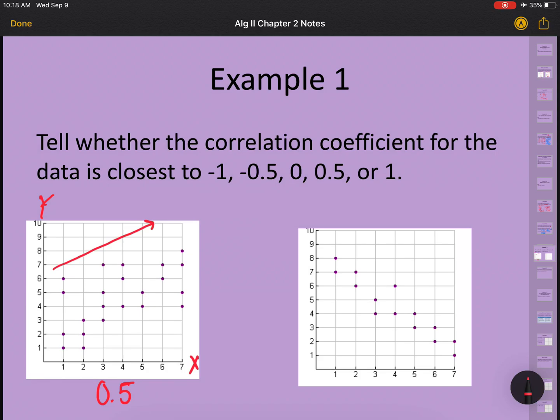In the second one, notice how they're closer together than the first one, so we do know it's going to be more towards 1 of some sort. But see how as x increases, y is decreasing. So we know it's going to be negative. And since the dots are closer together to form a line, okay, this is going to be more towards a -1.